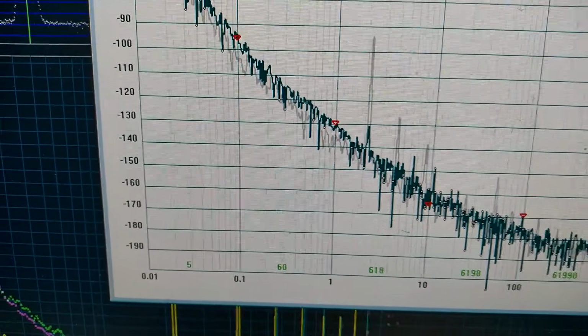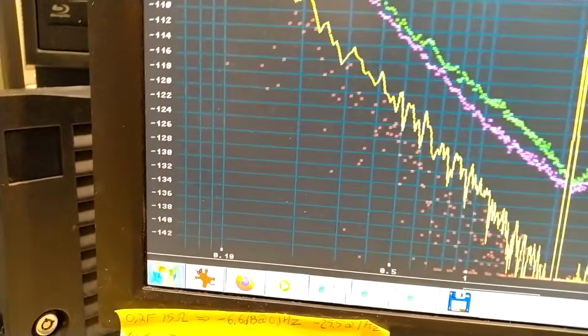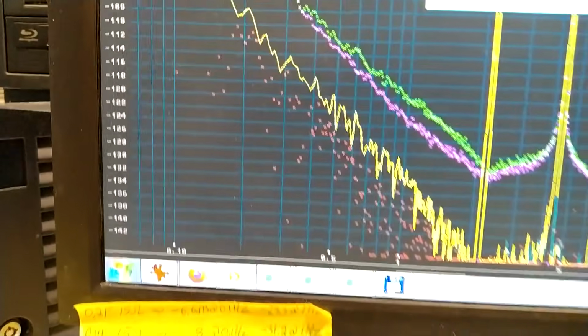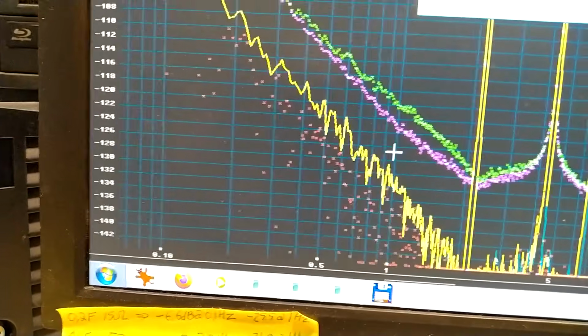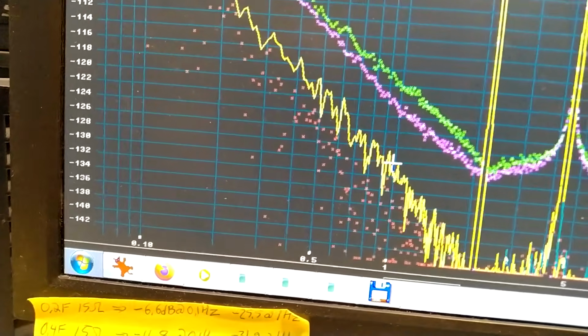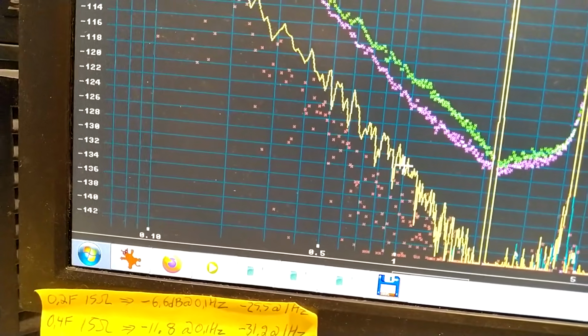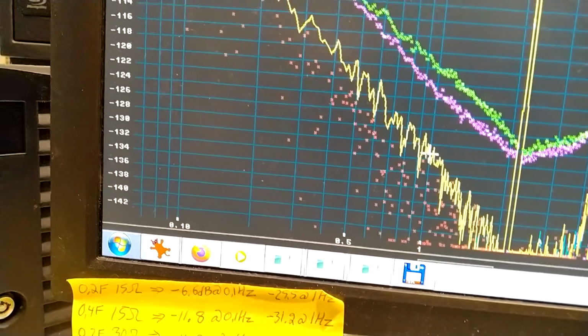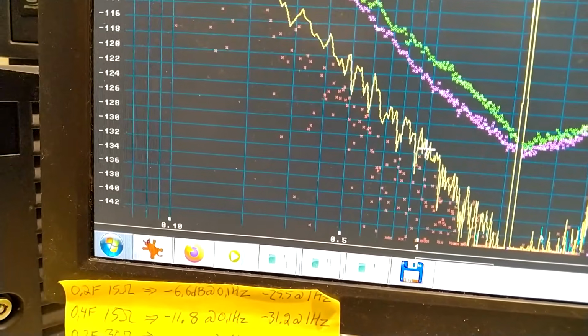And for the value at 1 Hertz, I can look here on the Linrad. Let's see, where is the mouse? Yes, here. So this is 1 Hertz offset, and the level is here, and that is minus 131.